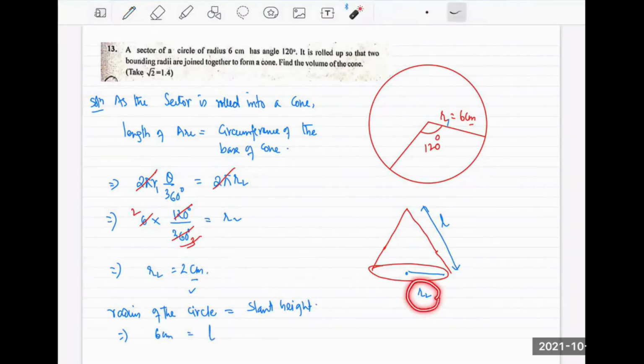Now we have obtained the value of R2. R2 we have obtained as 2. L we have obtained as 6. We need three things in a cone. We need the slant height, we need the radius, and we need one more thing, this portion right here, which is the height. Okay, height we will obtain in the next step. You copy up to here. Check for any mistake if you know it already.